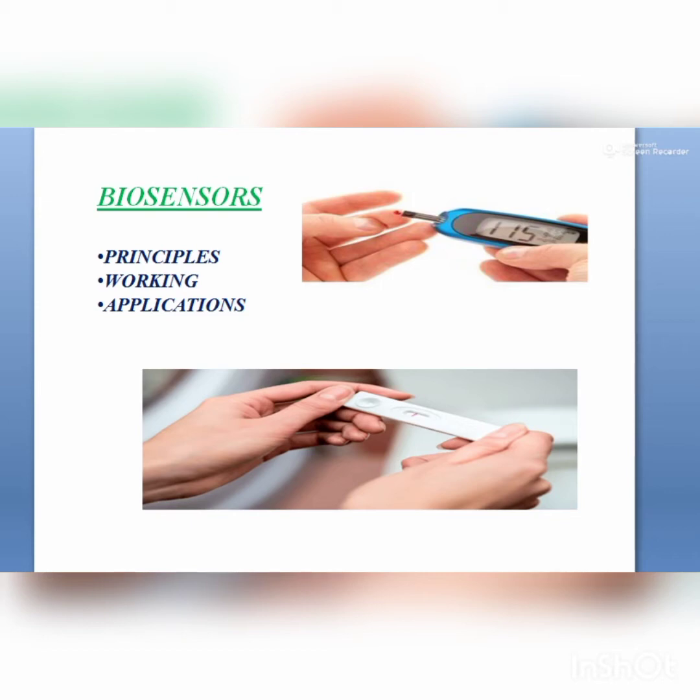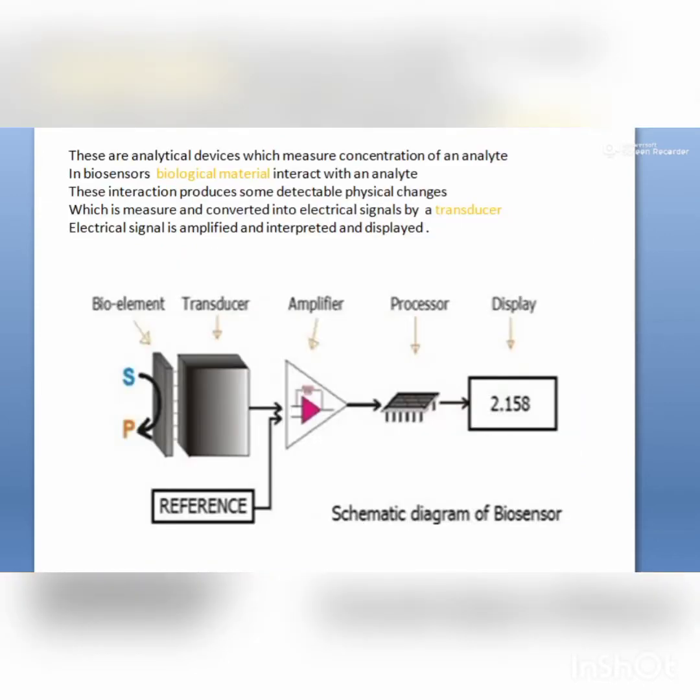So let's see what is biosensor. The technical definition of biosensor is that these are analytical devices which measure the concentration of an analyte. So here is a term, analyte. So what is an analyte? Analytes are the substances which are introduced into a biosensor for measurement or for analysis.